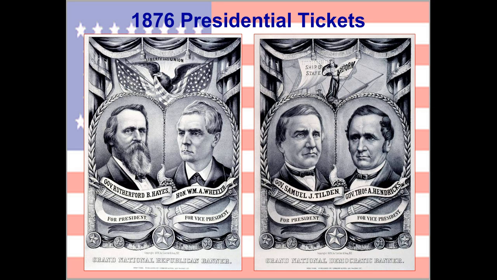Republican candidate is Rutherford B. Hayes. The Democratic candidate is Samuel Tilden. So you see his name, Rutherford B. Hayes is the Republican candidate. Democratic candidate is Samuel Tilden.